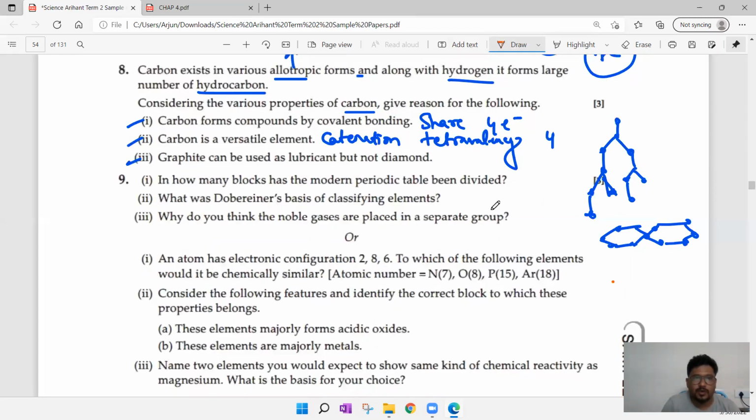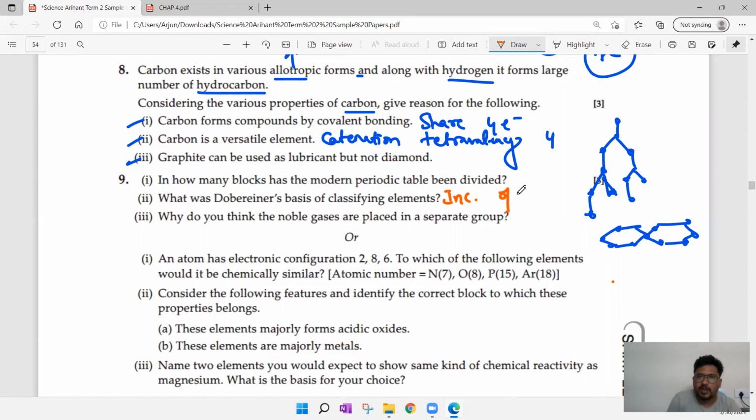So the answer is 4. Number 2, what was Dobereiner's basis of classifying elements? Not only Dobereiner: number 1, Dobereiner's triads, the first scientist; number 2, Newlands' law of octaves; number 3, Mendeleev. These 3 scientists arranged all elements according to increasing order of atomic masses.